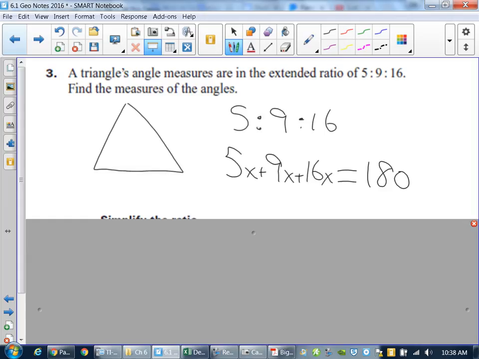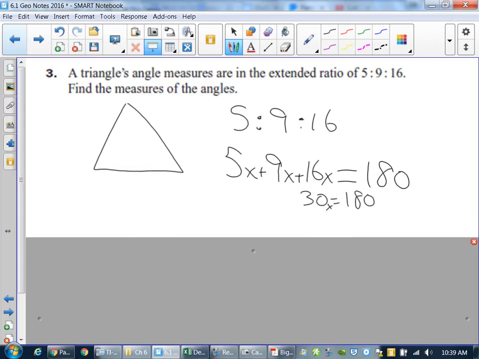When you have angle measure ratios, throw an x next to it and add it to 180. That's how you do it for angle measures. Sides are different. So now it works out to be a very quick one-step equation. What's 5, 9, and 16? 30. So 30x is 180. What's x? 6. Divide. So if I divide out, I get 6, which means the common value that all three of those angles have is 6.